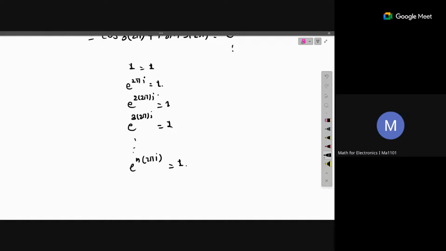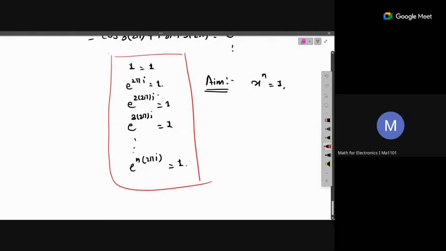Okay. Now what is our aim? Our aim is to find all those x whose power, if I do it, I'll get 1. So now if we observe, if we take the nth root here, what does the nth root mean? Ma'am, you mean if I take a value of pi as 2 pi, multiply with iota and raise it to the power e, it gives me 1.